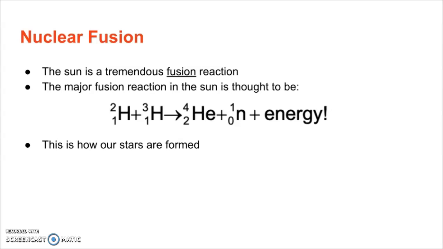That diagram is a major fusion reaction: hydrogen plus hydrogen gives us helium. This is how we can write a neutron, because there are no protons and my mass number would be 1, and energy. This fusion reaction is actually how the sun is formed, and the sun is just a giant star, so this is also how our stars are formed. The stars and the sun are made through fusion reactions.